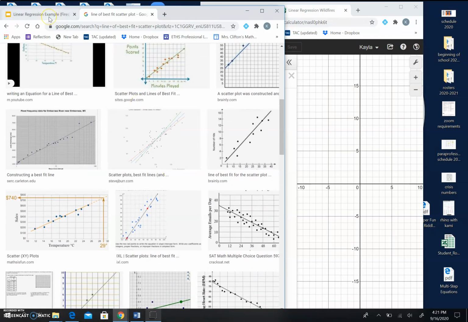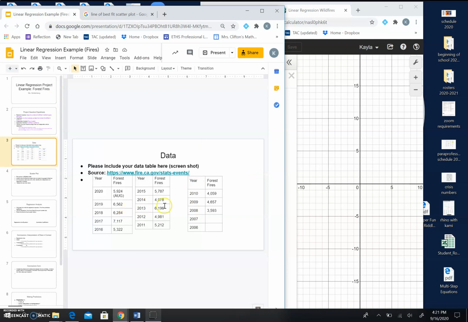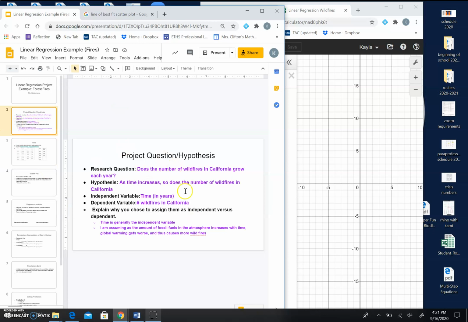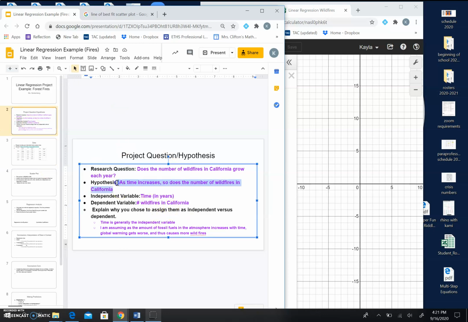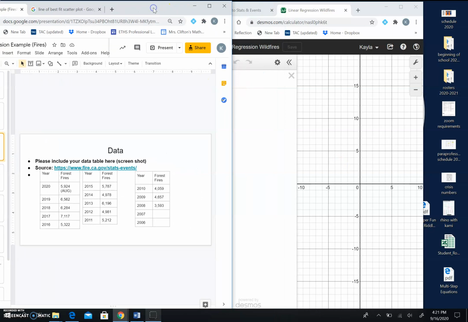So right now I'm going to show you how to make a scatter plot and a line of best fit in Desmos. So part of this linear regression project asks you to find your own data. So I've already found my own data about how many forest fires there are in the state of California per year. And I'm trying to explore the relationship. My hypothesis is that as time increases, so do the number of fires. So I'm going to use my data and I'm going to see if that's true, and I'm going to see if that relationship is apparent.